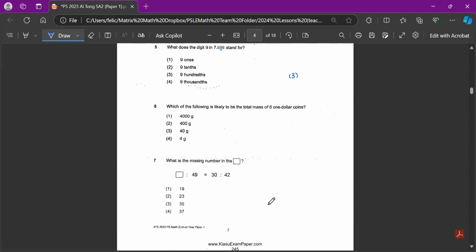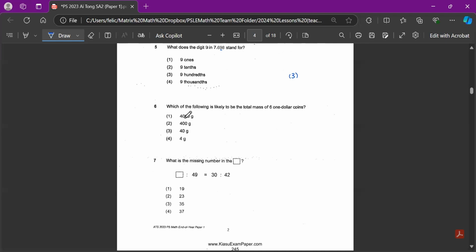Next, which of the following is likely to be the total mass of six $1 coins? Okay, so six pieces of $1 coins. If you are familiar with the mass of a $1 coin, if you hold it, it's actually not that light, as compared to a 5 cent coin or 10 cent coin. There's still some weight that you can feel. So think about an object that you're familiar with to do the comparison. Okay, so 4,000 grams definitely is out.